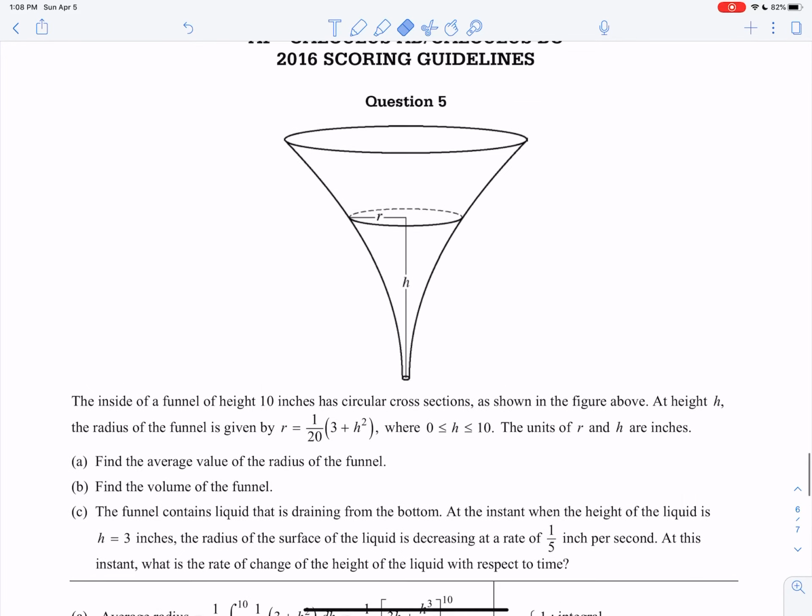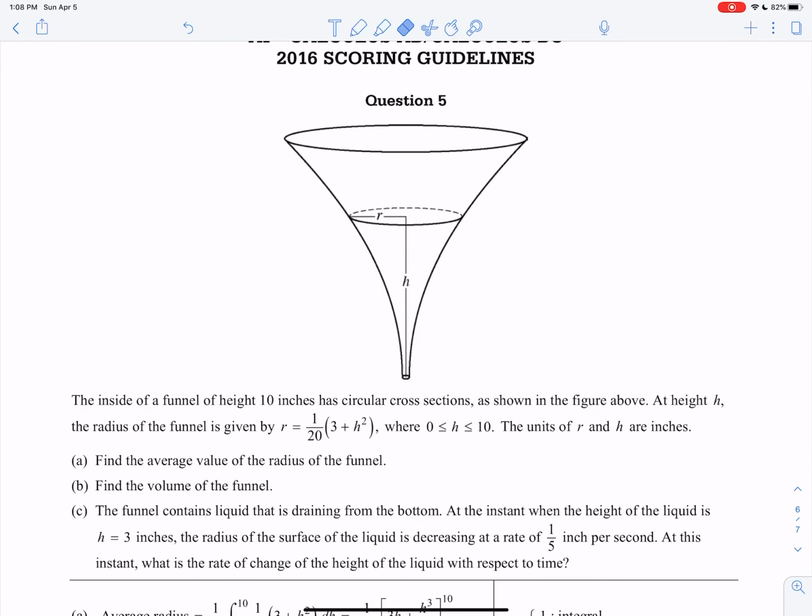Okay, here you have a hybrid of the two. You have a volume problem as well as a little bit of related rates. But here we go. So you have this cone shape, this funnel, okay? And they give you a few things. They tell you that the radius is that equation there.